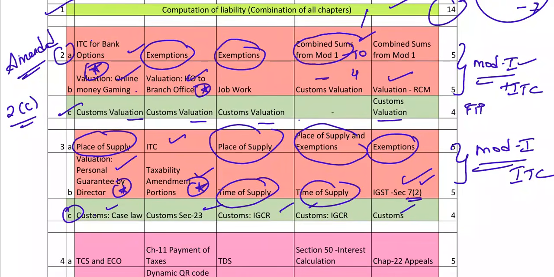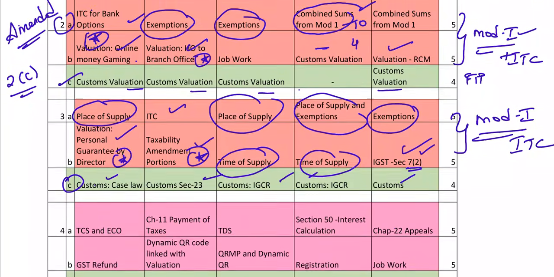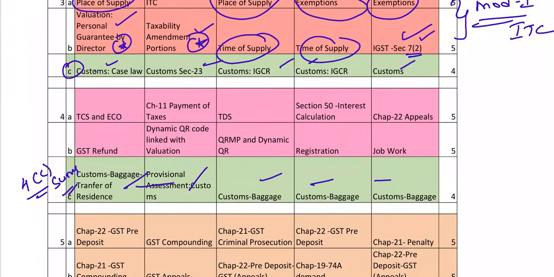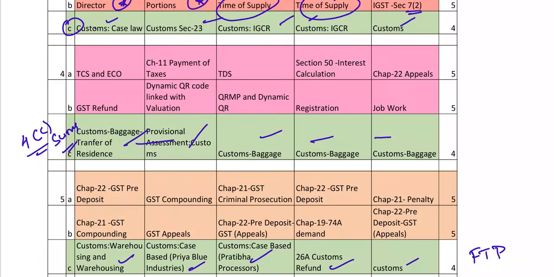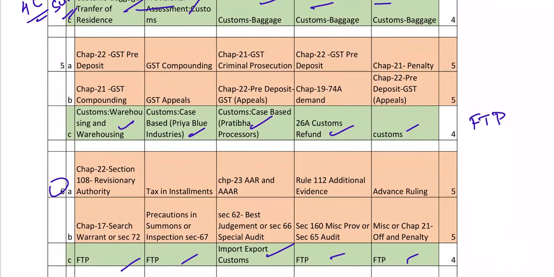Okay, so I think for questions number 2 and 3 you got an understanding that you will get a question from module 1 plus your ITC chapter. Okay, and question number 1 is also the same thing. You are going to get the questions from module 1 to module 7. Okay, next. So let's keep the 4th question for now. We'll go to the 5th question and 6th question.